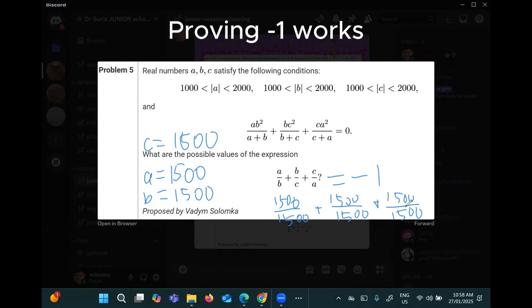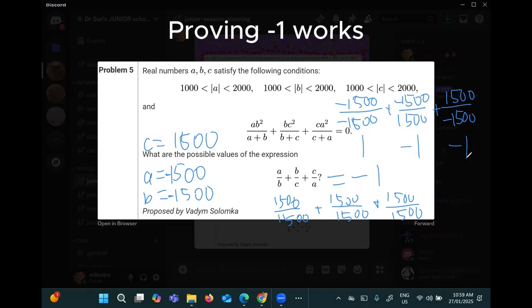Okay, that sounds promising. So if I make A and B negative, yeah, then I get negative 1500 over negative 1500 plus negative 1500 over 1500 plus 1500 over negative 1500. Is that right? That makes sense? And what's that? Negative 1. So this is 1, this is negative 1, this is negative 1, right? 1 minus 1 minus 1. Alright, does that make sense?